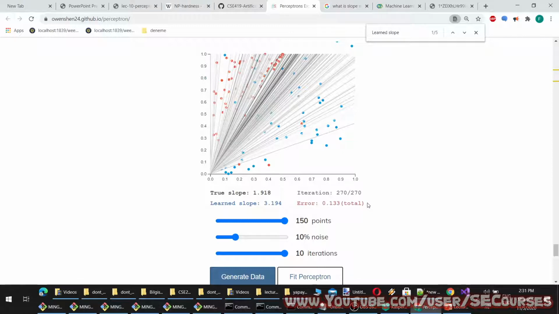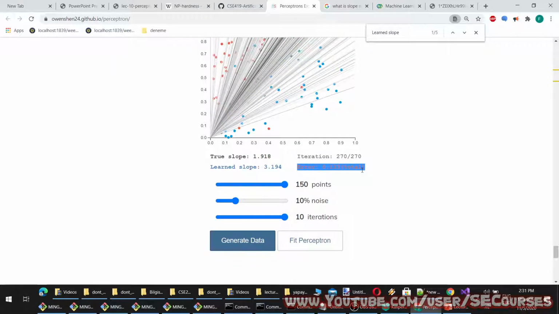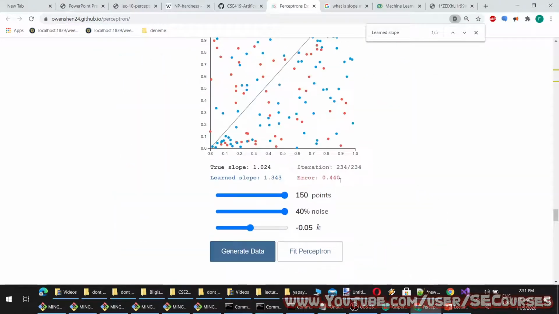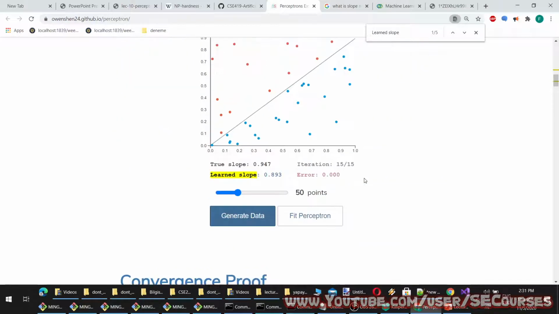Okay, so you see at the end it calculated the total error because it considered all of the weights, and you see each one has a different number of votes. So based on votes and with all the weights, it calculates the final class of each data point. Therefore, the error is 0.133. Let's try this with 10 noise on regular perceptron. I wonder what will be the error rate.